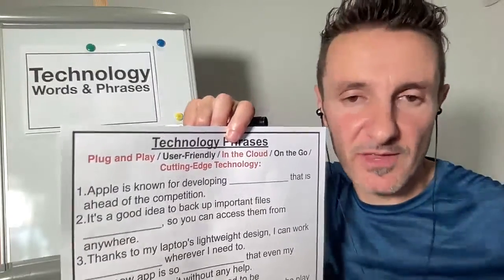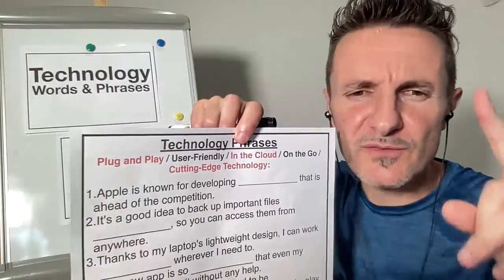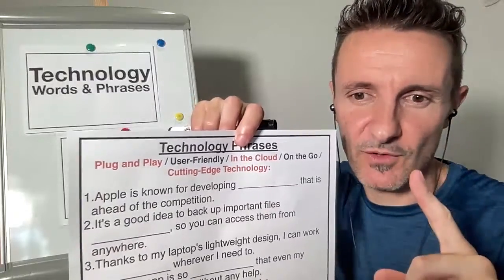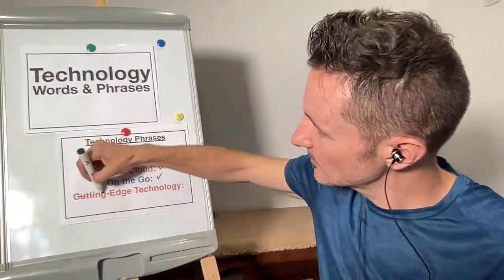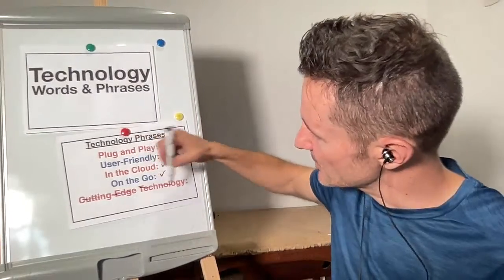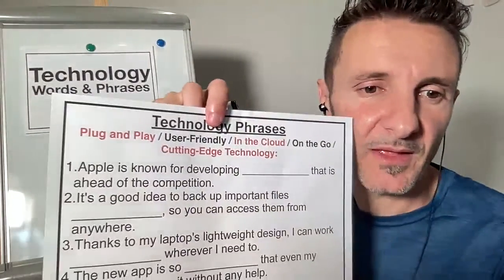That means it's better than Android. It's better than Windows. It's always first. They always do this new stuff first because Apple does cutting edge technology. Okay, so let's cross that out. We've already used cutting edge technology. Okay, let's move on to the second question.